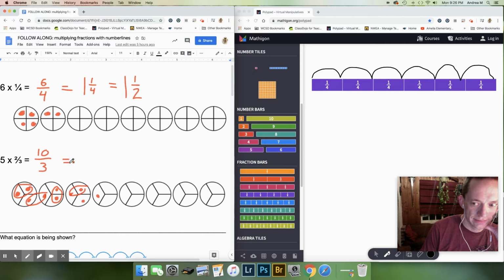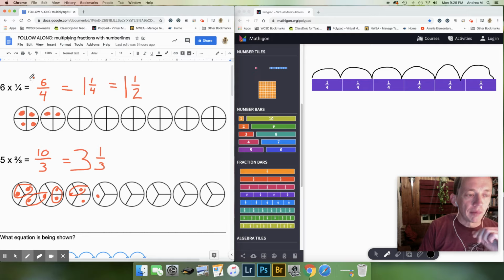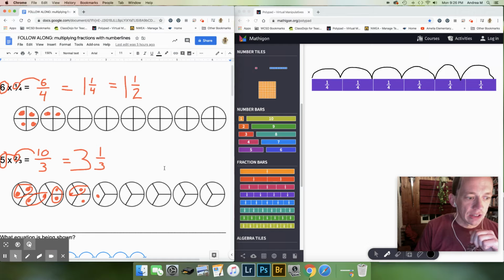Or mixed number, 1, 2, 3. I have 3 wholes and then 1/3 of another one. Guys, notice the connection here. We are multiplying that whole number in that numerator right there. We're not doing anything with the denominator right now. That's the pattern. Take a look at that. We're multiplying those right there. Okay. All right, so let's take a look at some number lines here.